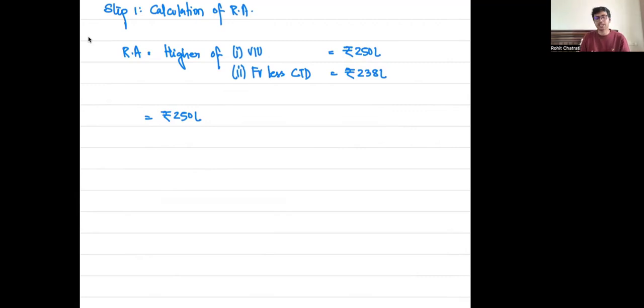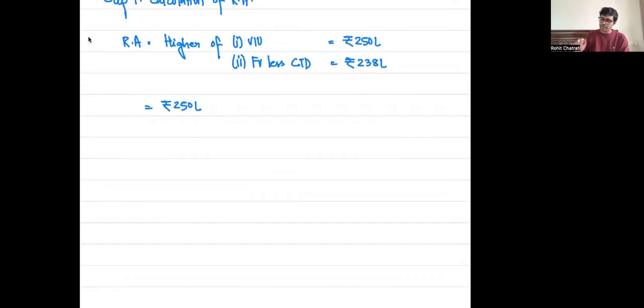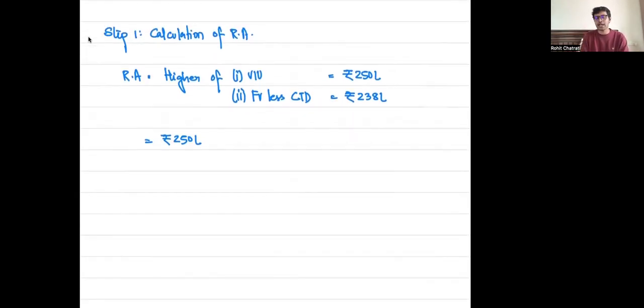What is the meaning of this recoverable amount? It basically represents the benefit that we are expected to receive from the asset. The benefit that we are expected to receive from the asset is 250 lakhs. How did we arrive at this? We compared value in use and fair value less CTD. Whichever was greater is being regarded as the recoverable amount. The question actually required us only to calculate recoverable amount, but let's go one step ahead and also calculate the impairment loss. So let's do step number 2, which is calculation of impairment loss.